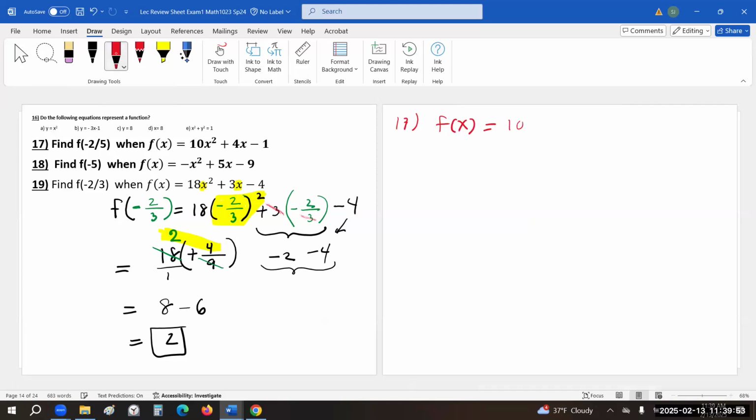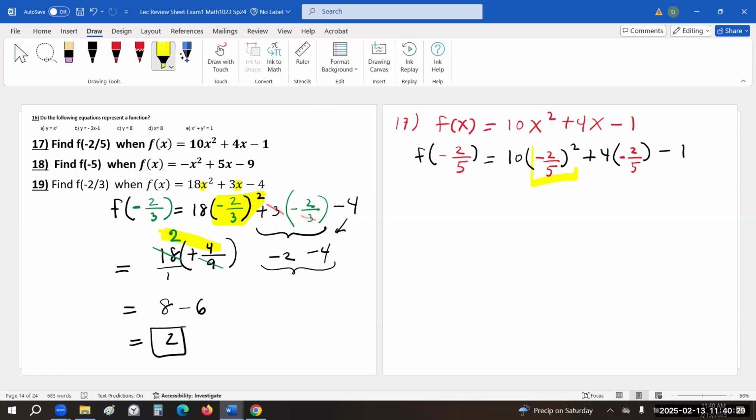F of x is 10x squared plus 4x minus 1. They want us to find what is f of negative 2/5. So you substitute every x you see with negative 2/5. So 10 times negative 2/5 squared, 4 times negative 2/5, and then minus 1. And do the same thing.